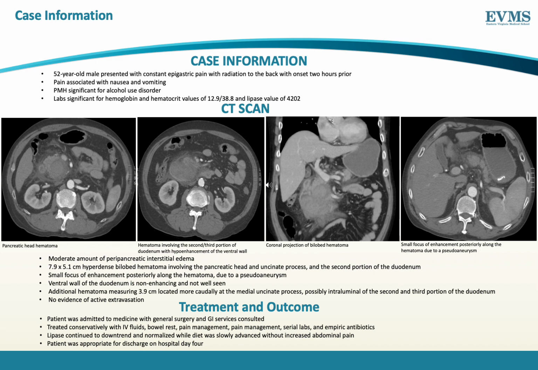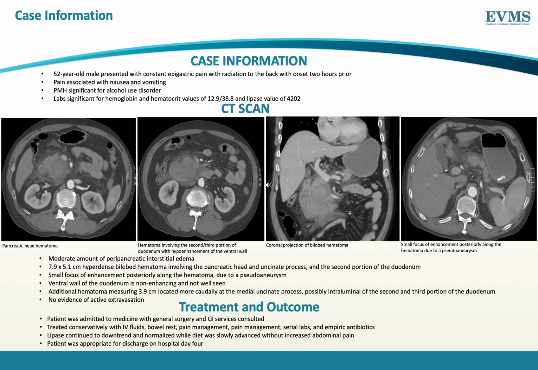Also present on the CT scan is a hematoma measuring 3.9 cm located more caudally at the medial uncinate process, possibly intraluminal of the second and third portion of the duodenum. There is no evidence of active extravasation.